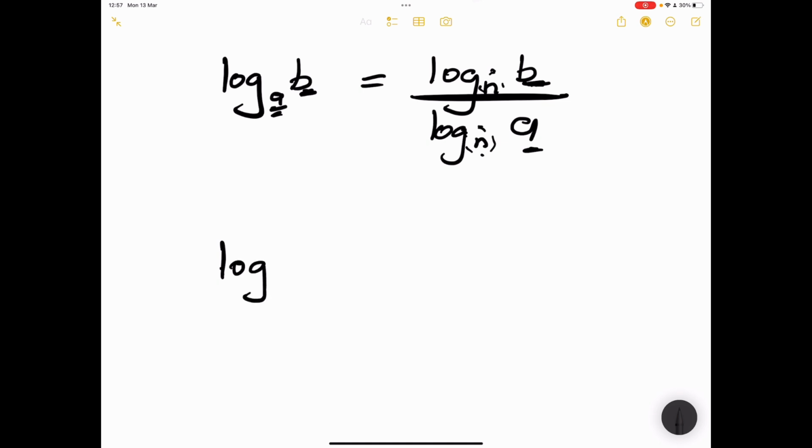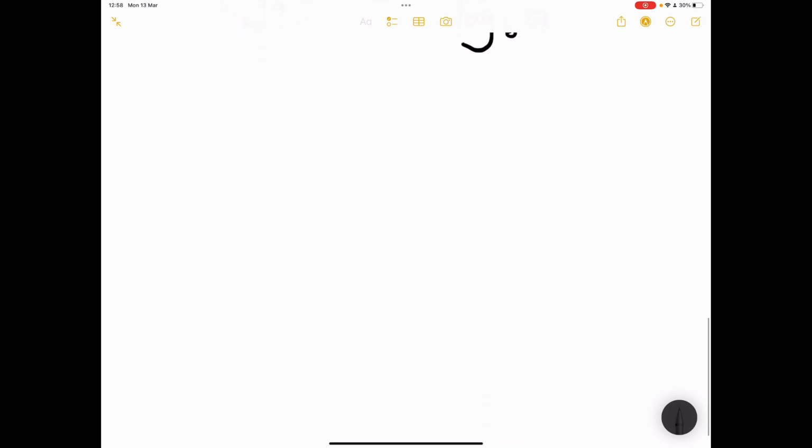So if I've got the log of b base a, remember, this is the same as 1 over the log of a base b. I can swap the base and the index around. So keep that in mind as well, and this is something that we also need to be mindful of. Now let's go to that example that I wanted to show you earlier on.